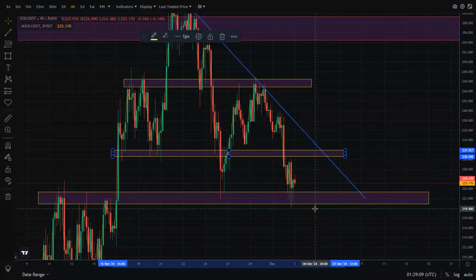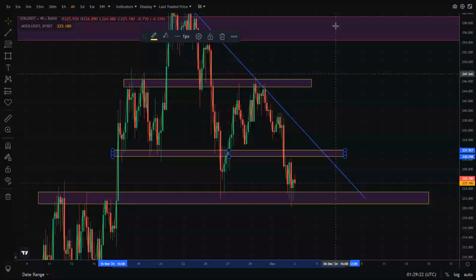But I don't think this level is significant enough. So immediately it touches the level, we expect it to push to the upside. And what do we do? Then I'll place a swing trade from this level, and this will be my TP.